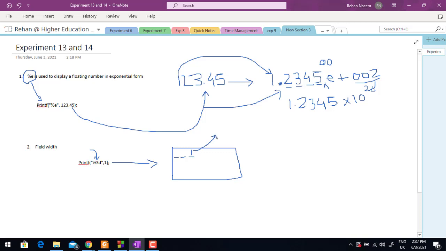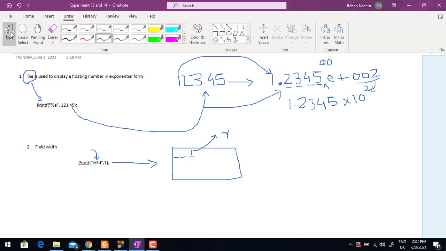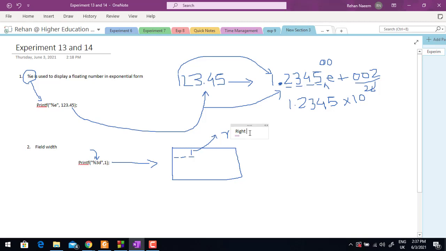This mode of displaying 1 is called right justification. In right justification, the contents or the number to be printed is printed starting from the right hand side of the allocated spaces. Printing starts from the right hand side. Clear? So let's take another example.